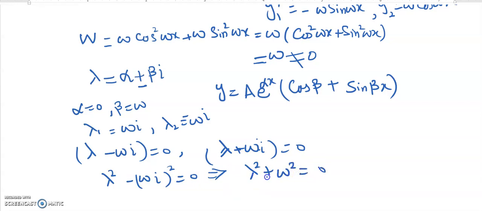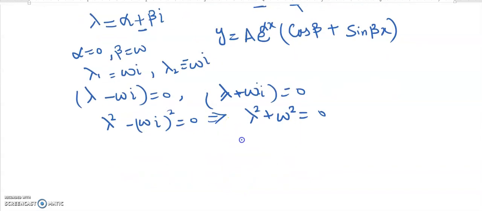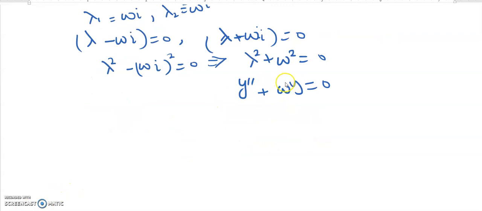So if the characteristic equation is lambda square plus omega square is equal to 0, the lambda square represents the second derivative y double prime, and the omega square term without any lambda will represent the y term. So this will be the differential equation. In this way we can reverse the process to find the differential equation from the solutions. In fact, it will be omega square y.